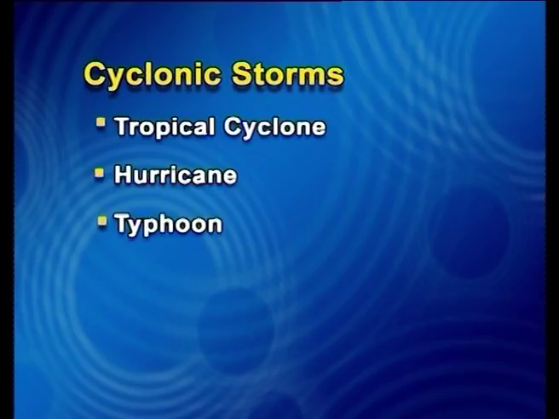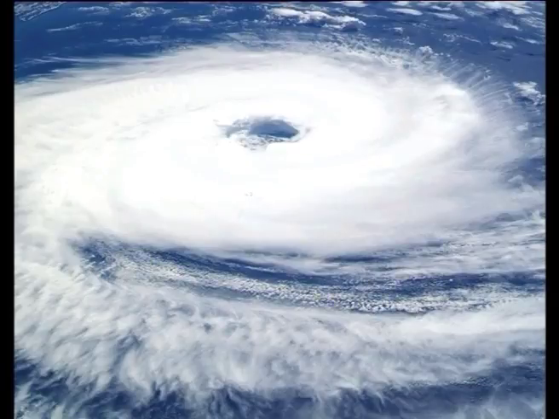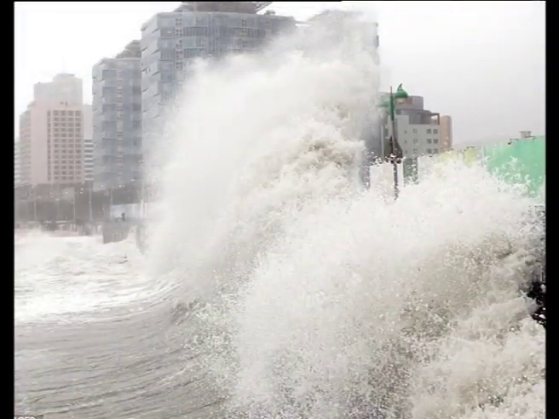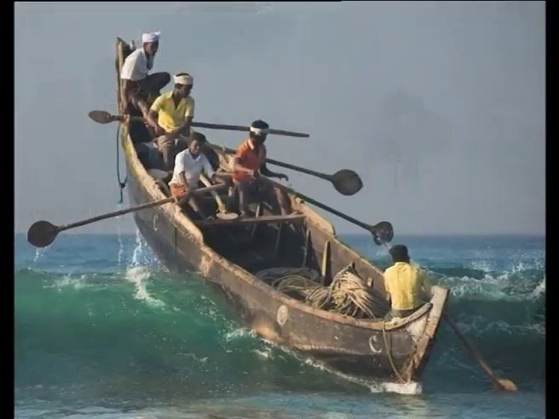Cyclonic storms. Tropical cyclone, hurricane, and typhoon are different names for the same phenomenon, which is a cyclonic storm system that forms over the oceans. The determining factor on which term is used is based on where they originate. In the Atlantic and Northeast Pacific, the term hurricane is used. In the Northwest Pacific, it is referred to as typhoon, and cyclones occur in the South Pacific and Indian Ocean.